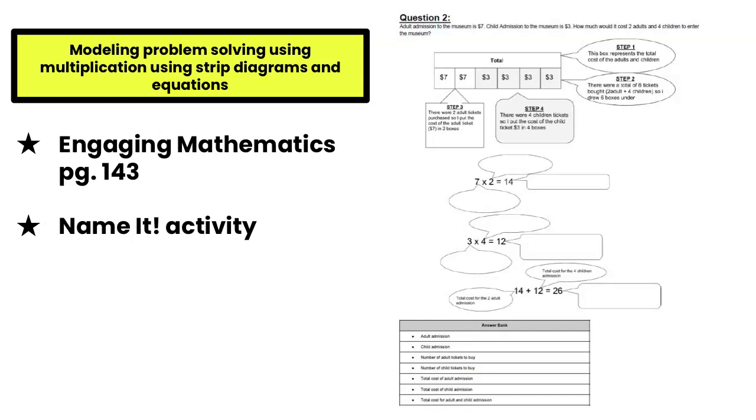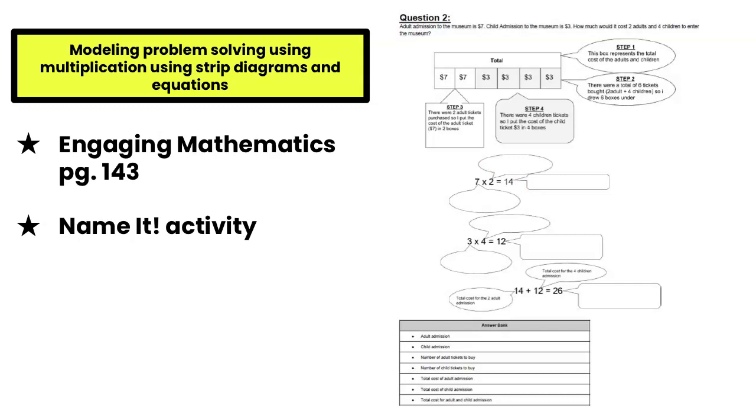This will really have students dissecting the different parts of how to do this, including drawing the strip diagram and indicating what each number in the equation is representing. You can see that in the Name It activity, we have the 3 equations that are associated with this 3-step word problem, just like the STAAR released question we just looked at, and students have an answer bank that they can use in order to fill in the bubbles.